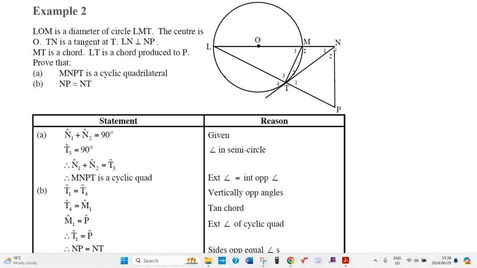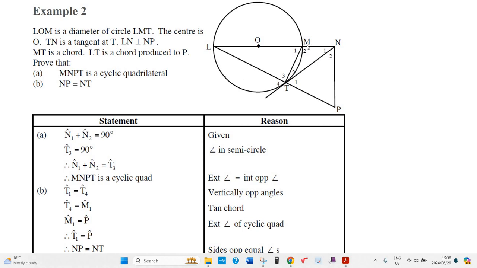TN is a tangent, so it does all the things with the tan chord theorem here. And it says that LN is perpendicular to MP. That means N1 plus N2 is 90 degrees. Okay, well, that's a lot of stuff. LT is a chord produced to P. LT, this goes straight through to P.